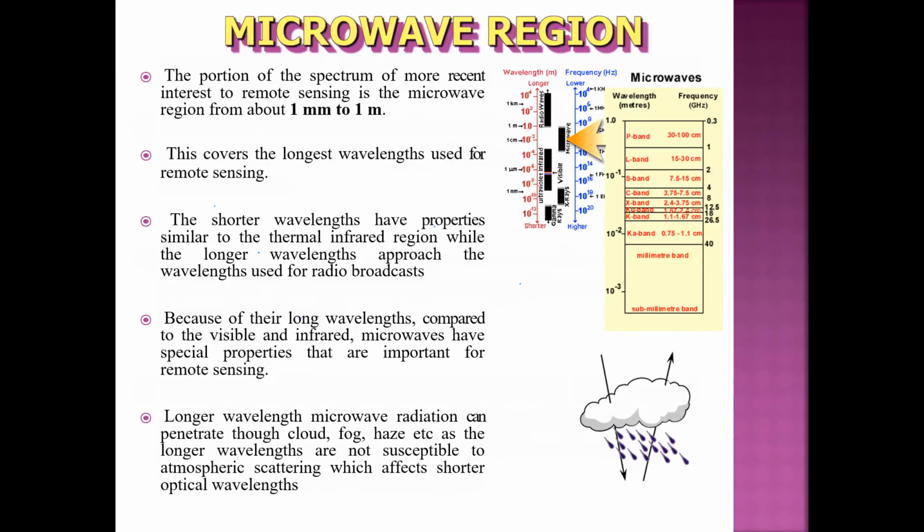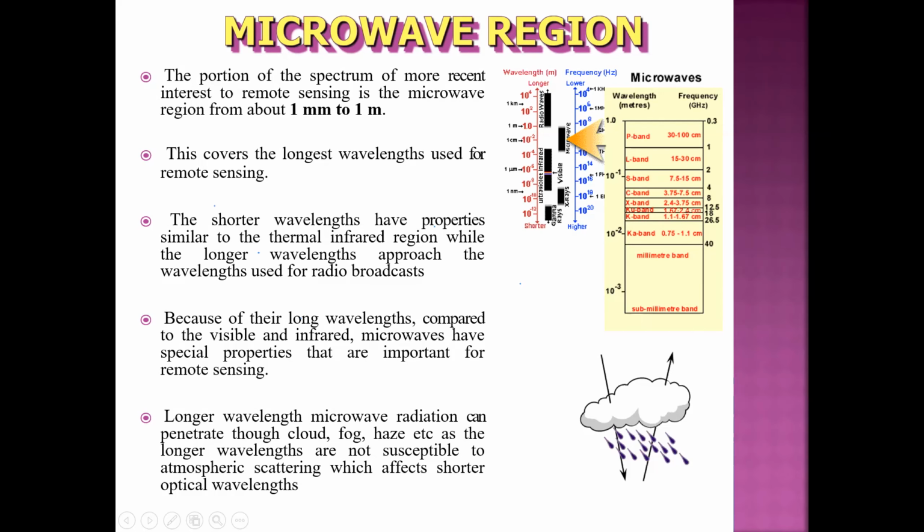So here, the microwave region. Here, this wavelength is important: 1 mm to 1 meter. Okay. So microwave remote sensing, like radar and lidar, uses a wavelength of 1 mm to 1 meter. So this wavelength is important.